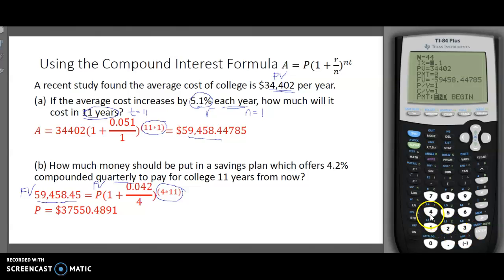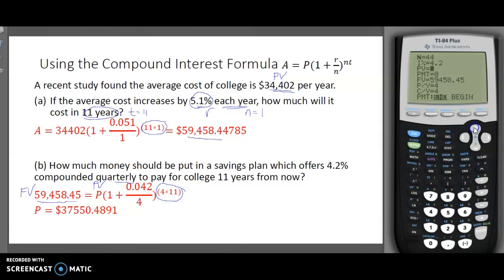My rate is now 4.2. My present value I do not know. That's what we're trying to figure out. How much do we need to deposit in an account today to end up with this future value of, and we don't want it to be negative, we want it to be positive. So I'm going to retype it as 59458, and I'm just doing to the penny, so 45. This savings plan compounds quarterly, so that means we need 4 pays per year, which means it's compounded 4 times a year. Now I am looking for my present value.